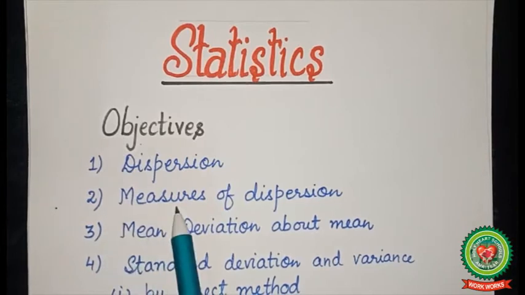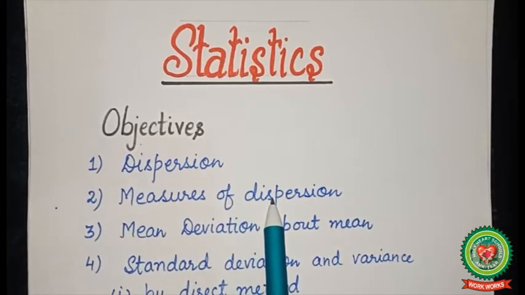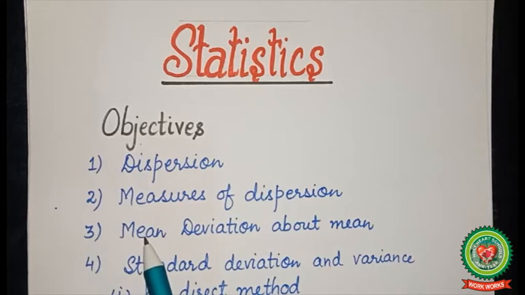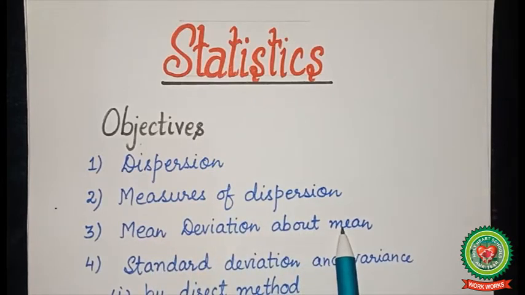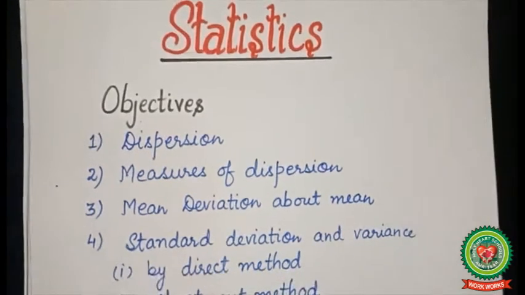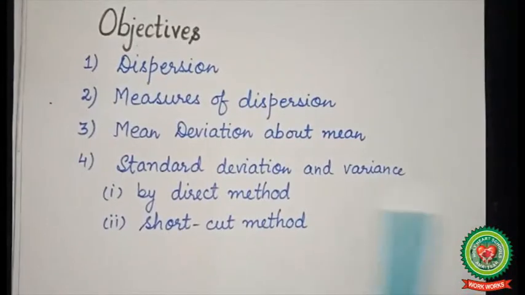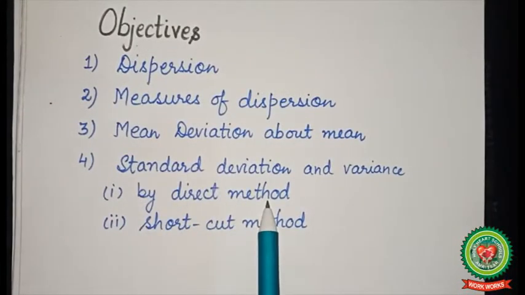Second, the measures of dispersion. Then third, we will find the mean deviation about mean. Then fourth, we will find standard deviation and variance. Firstly, by direct method. Then secondly, by the shortcut method. These are the objectives of this chapter.